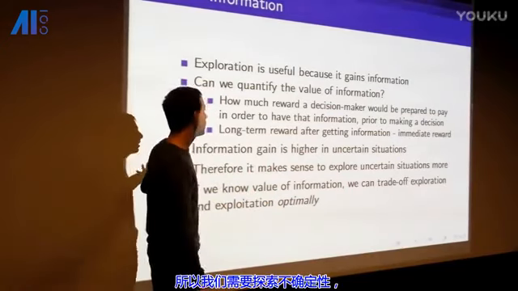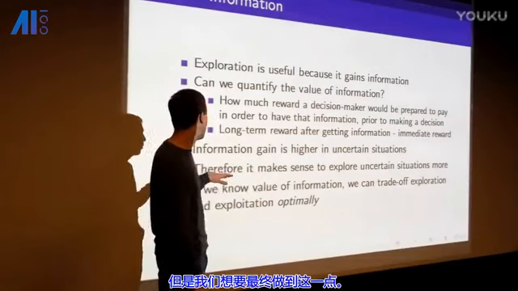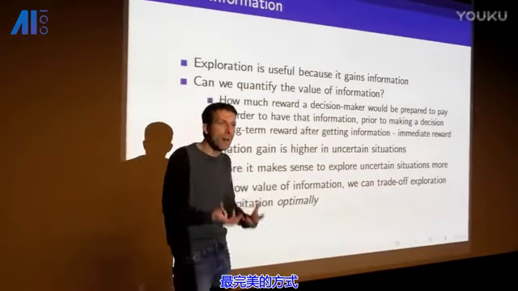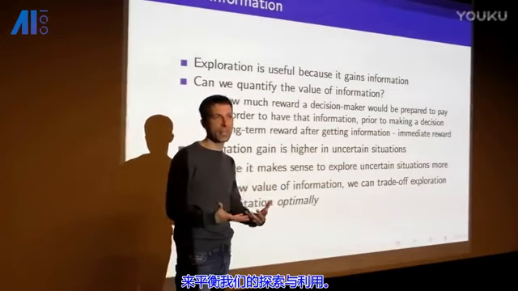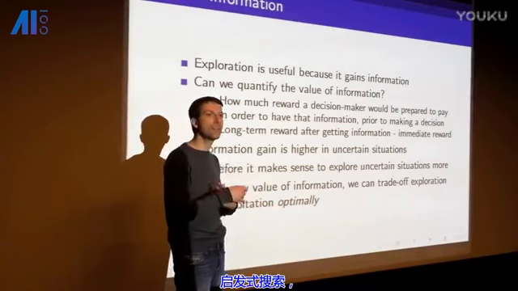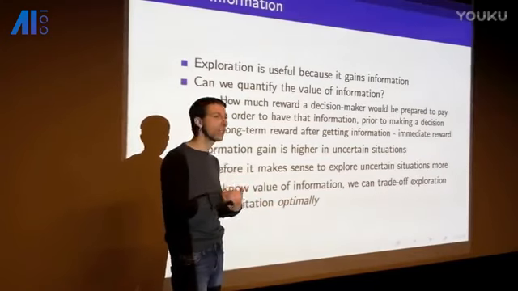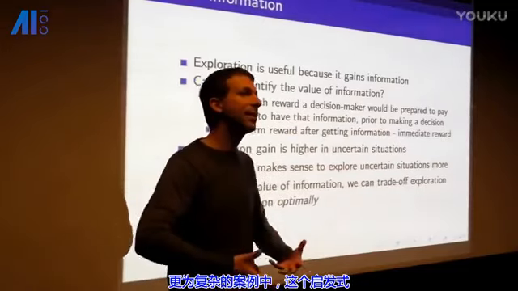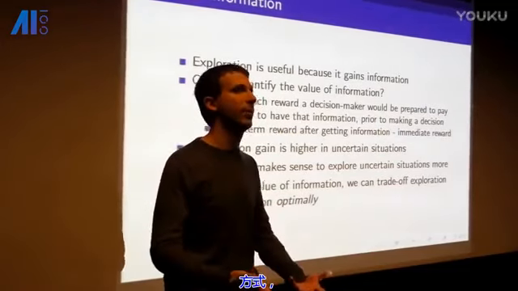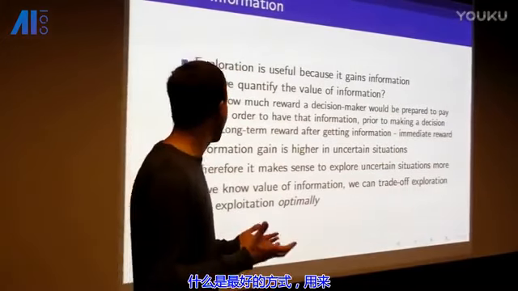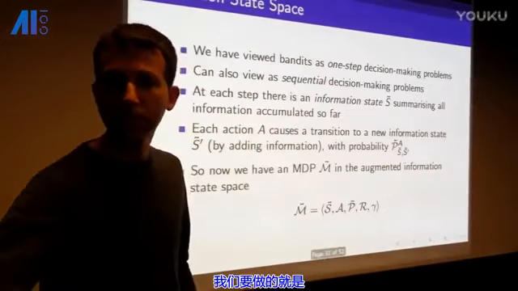So what we want to do is to explore uncertain situations more, but we want to do this optimally. We really want to figure out the perfect way to balance exploration and exploitation. Everything we've seen so far is, in some sense, a heuristic. Upper confidence bounds, it's a heuristic. Thompson sampling, it's a heuristic. All these things are heuristics. But in the more complicated cases, those heuristics start to break down, particularly when we look at full MDPs. So what's the real best way to trade off exploration and exploitation?